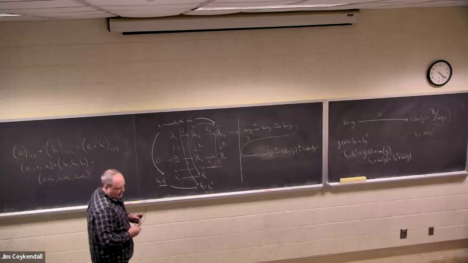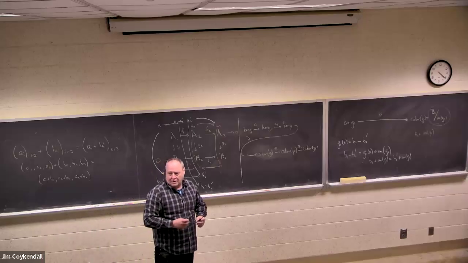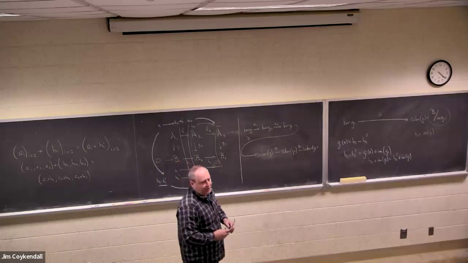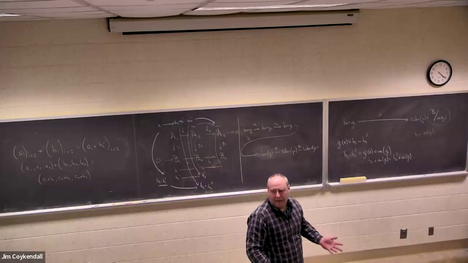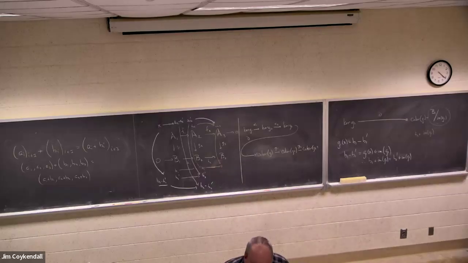Okay, so the input isn't a function. The input is just something from the domain, right? So your first homomorphism goes from the domain A to the target B. And your second one goes from the domain C to the target D. And it does it by function composition.